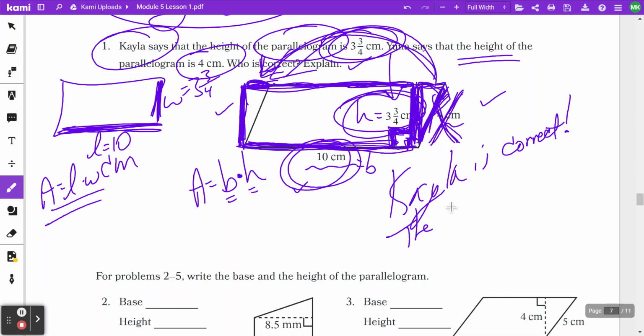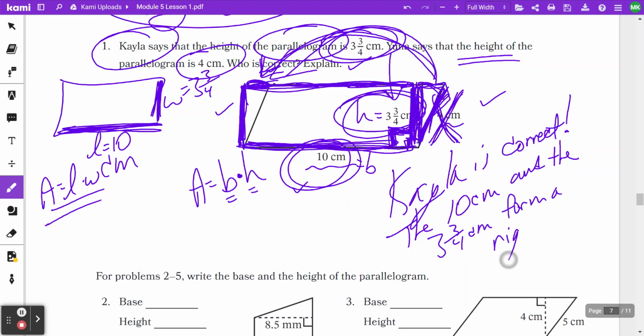The 10 centimeter and the 3 3/4 centimeter form a right angle. That's it. It's all about that right angle.